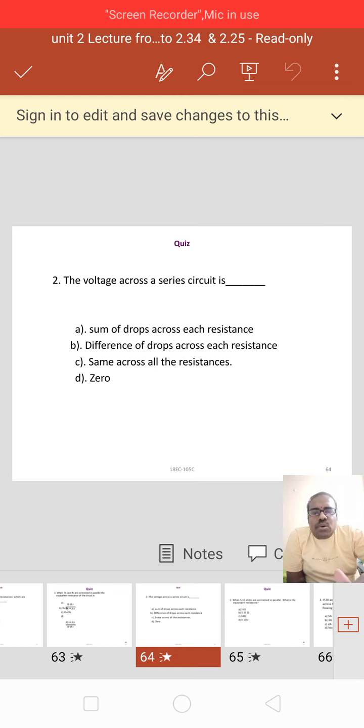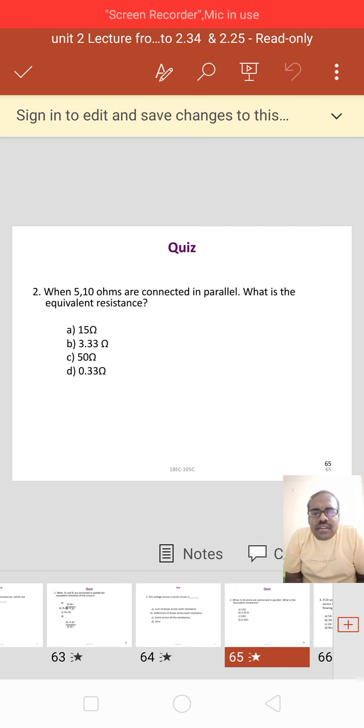Okay. The voltage across a series circuit is: sum of drops across each resistance, difference of drops across each resistance, same across all the resistances, and 0. The voltage across a series circuit is the sum of drops across each resistance. B is the answer.